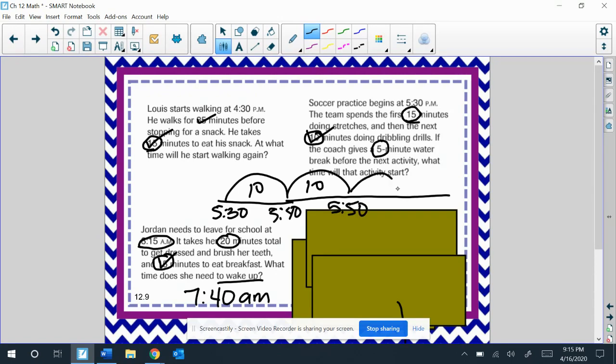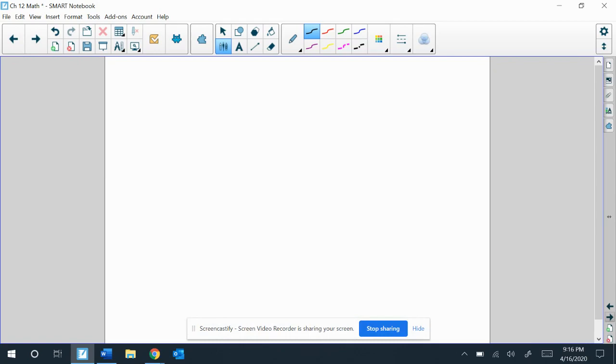Then I have 5 jumps because it says 15, so 10 and 15. That gives me 5. 50 plus 5 is 55. That one's good. Now I have 5 left. That gives me 5. Well, 55 plus 5 is 60. I know that there are 60 minutes in 1 hour, so I can just add 1 hour. That gets me 6 o'clock. That's when they will start the next activity. Go ahead and take the quiz now. Thank you.